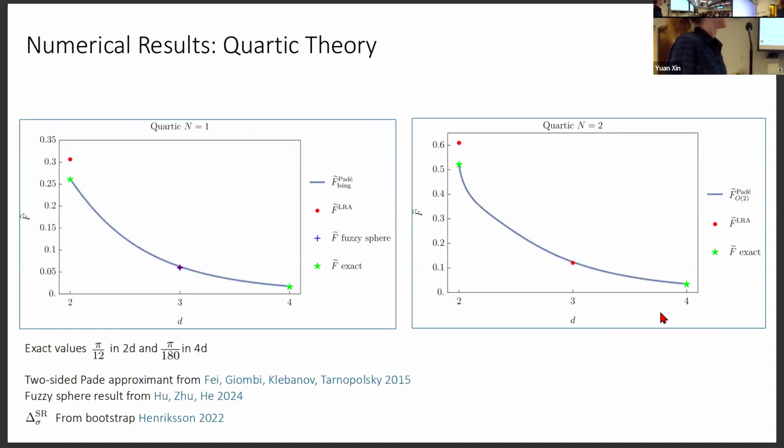Okay, so just very briefly, you can do the same thing in the usual quartic theory. And here we see that the long range approach agrees very well in 3 dimensions and a little less well in 2 dimensions. And here we have a fuzzy sphere result, which would be great to have on the other plots as well for the Yang-Lee model.